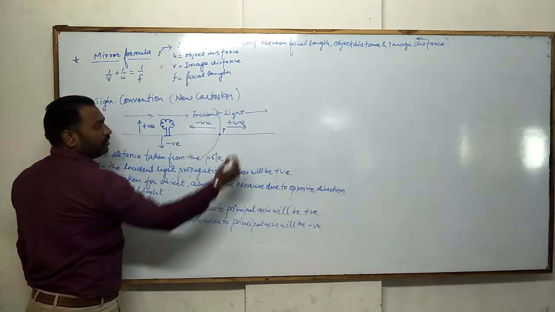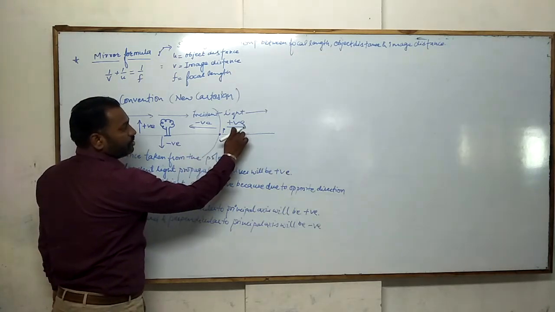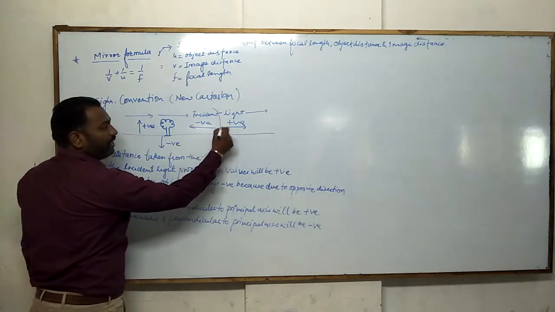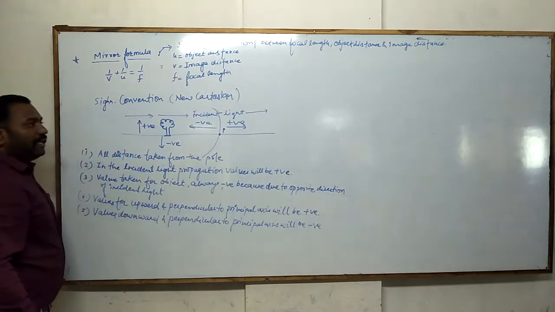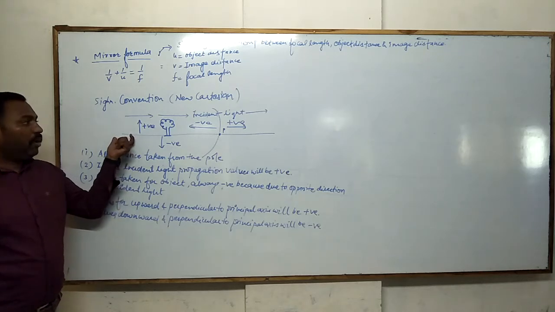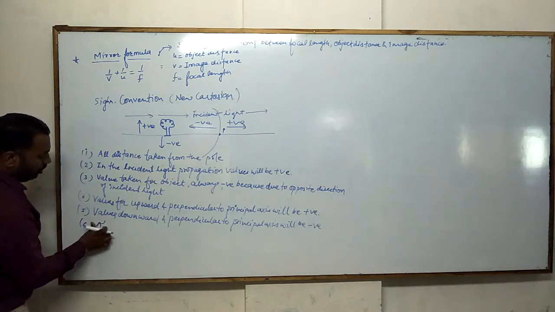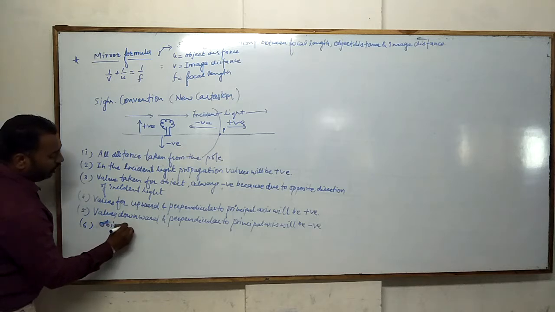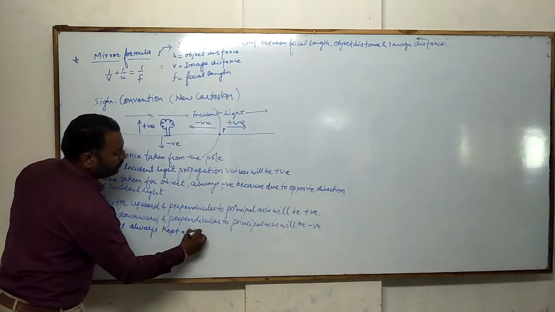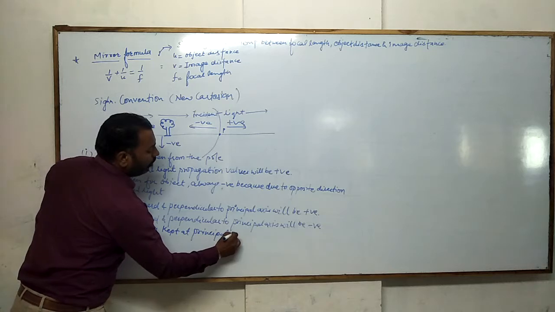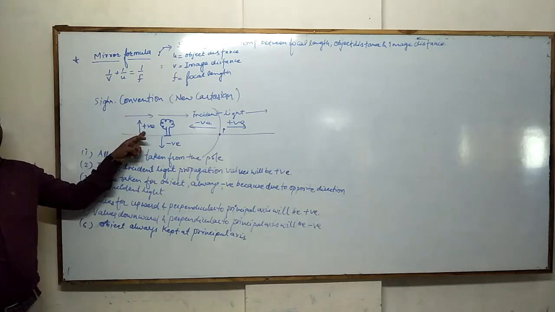If the image is behind the concave mirror, then the value will be positive. So if the distance is measured behind the mirror, it is positive, and before the mirror, in front of the mirror, it is negative. The object is always kept on the principal axis. You can write that also: object always kept at principal axis.